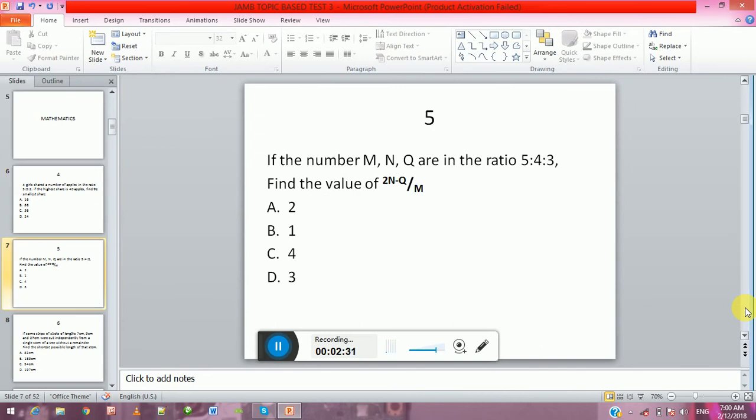If the numbers M, N, Q are in the ratio 5:4:3, find the value of (2N minus Q) all over M. A. 2. B. 1. C. 4. D. 3.